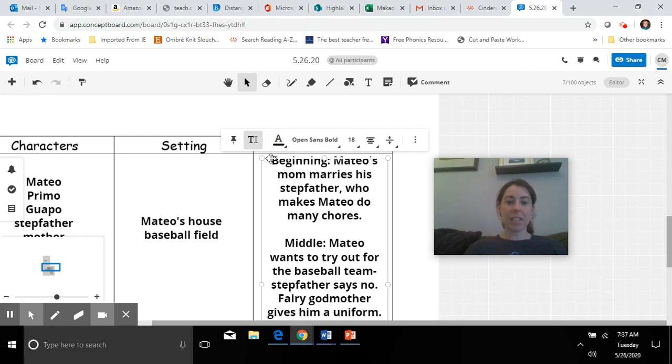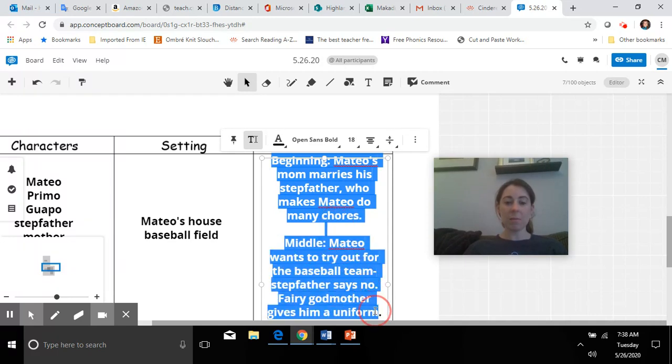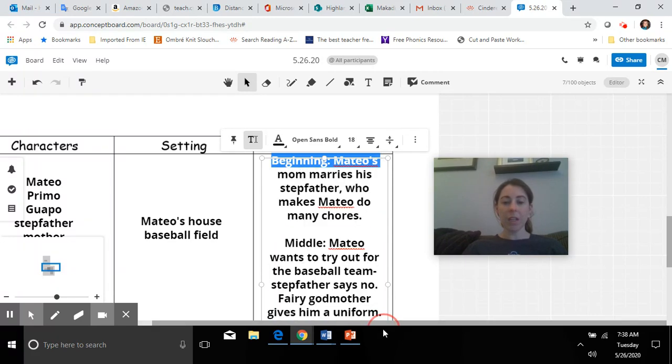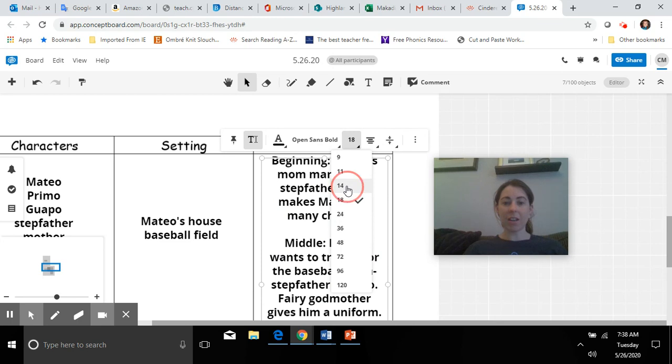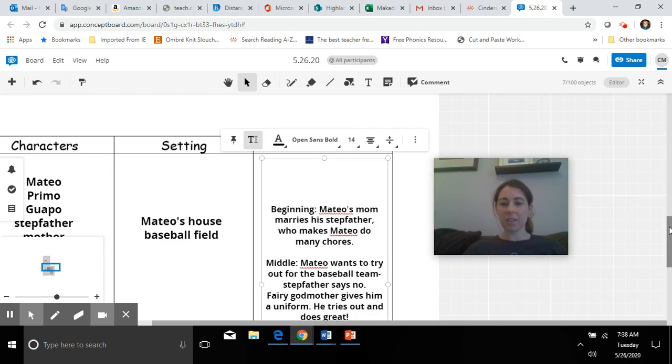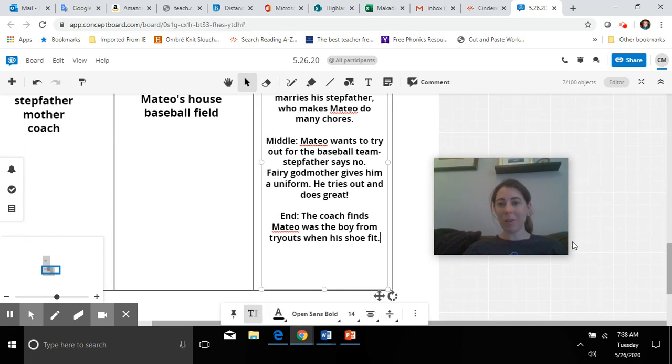Cinderello. When I see you tomorrow, we're going to identify some character traits. So I want you to think about what Mateo was like as a character, and what his stepbrothers were like as characters, because we will be adding those details tomorrow.